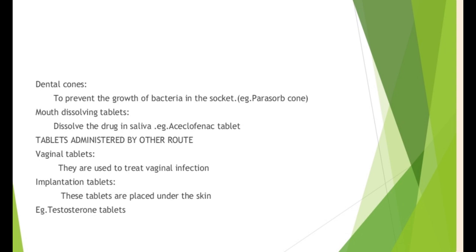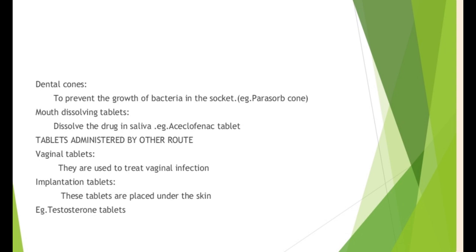Next, we move on to tablets administered by other routes. Vaginal tablets. These tablets are designed for use in the vaginal cavity. They are used to treat vaginal infections. Example, clotrimazole vaginal tablets.